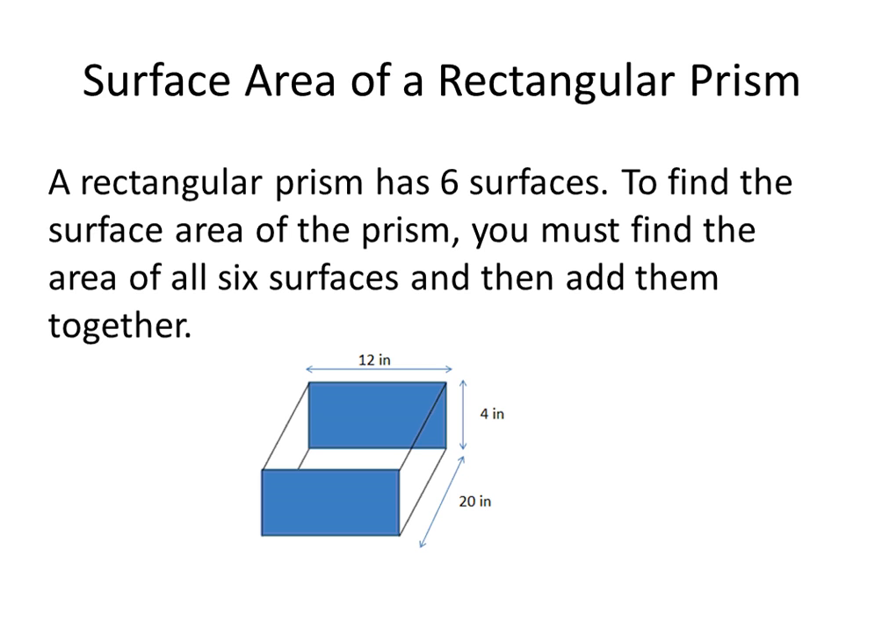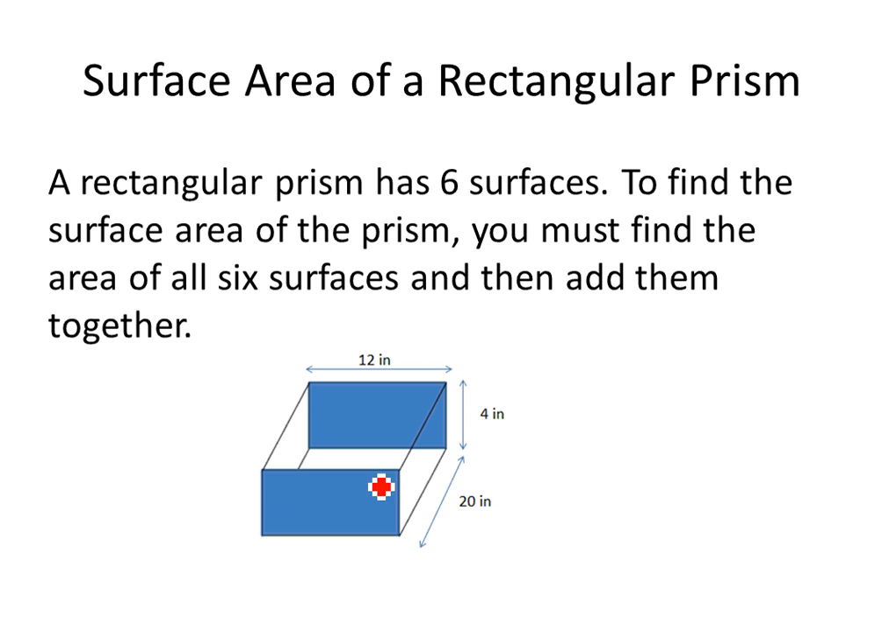So the surface area of a rectangular prism. Let's look at this rectangular prism with the following dimensions. A rectangular prism has 6 surfaces. So to find the surface area of the prism, you must find the area of all 6 surfaces and then add them together. So I'm going to demonstrate here for you what that would look like.